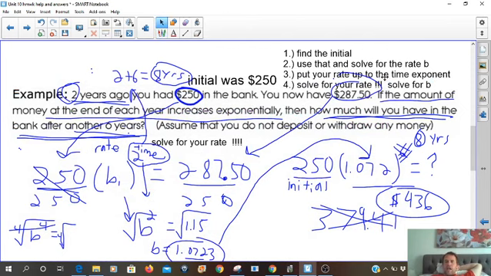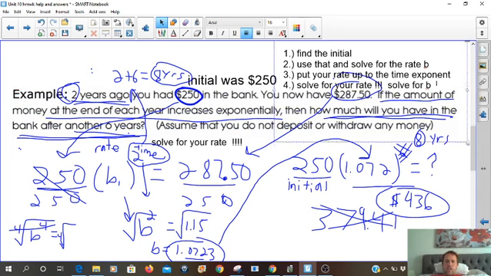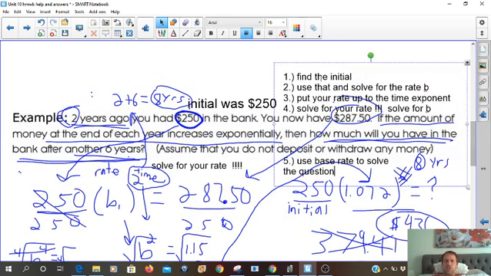And then our last step was, now that we have that initial, we could say step number 5. And so step number 5 would be use the base rate to solve the question, right? And so that's whether you have to solve for time, or they give you the time and you just get the answer, the rate, how much it's grown. And so those are just some steps to help you there.